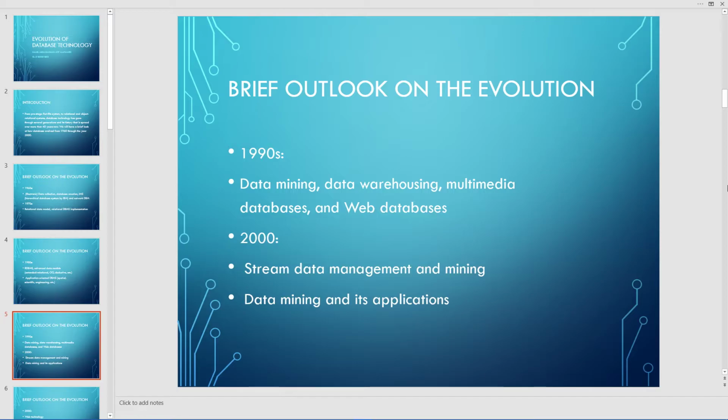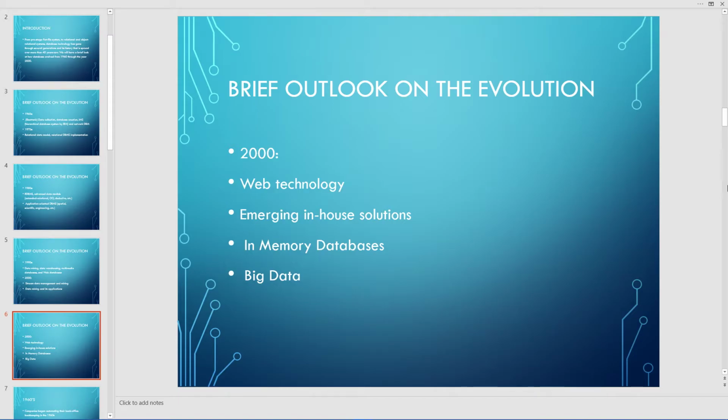In the 1990s, we have data mining, data warehousing, multimedia databases, and web databases. In the year 2000 and onward, we saw the emergence of stream data management and mining, as well as data mining and its applications. We also had web technology and emerging in-house solutions, as well as in-memory databases and big data.